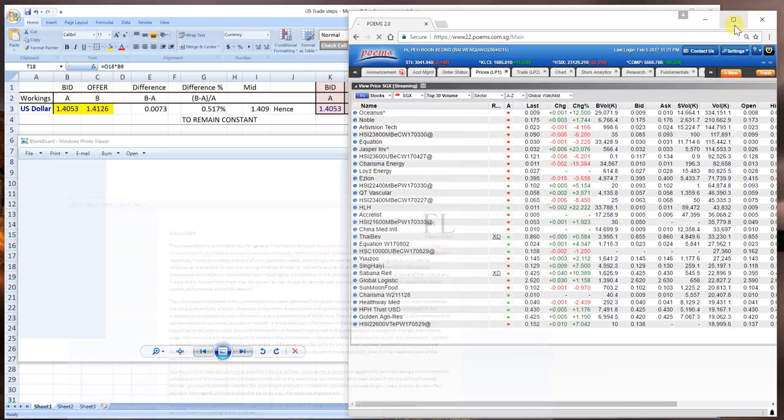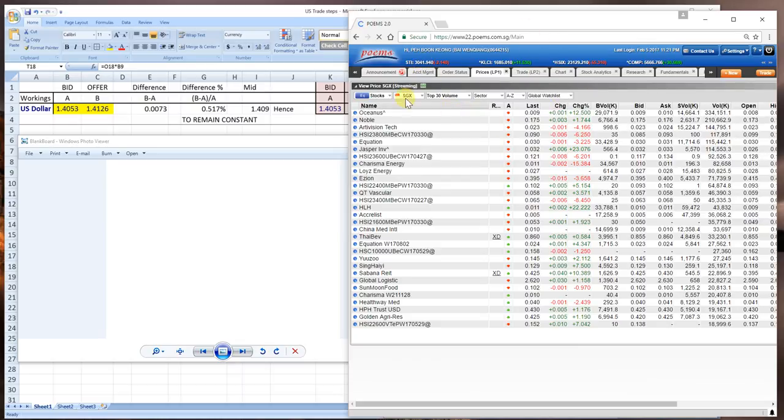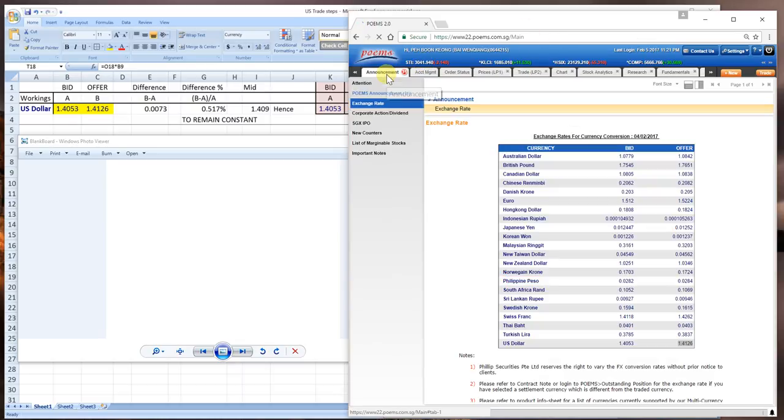Okay, so let's start off. I'll be showing you an Excel sheet table, and I'm going to show you how to obtain the exchange rates on Poems 2. So this is Poems 2 over here. What you need to do is just click on the announcement, click on the exchange rates, and you'll be presented with the list of exchange rates offered by Poems 2.